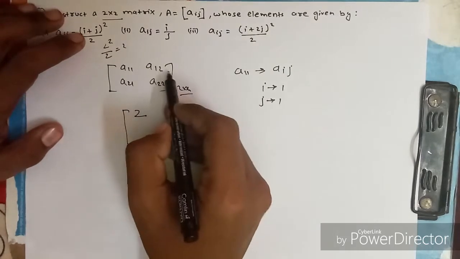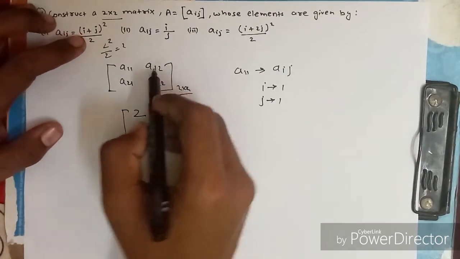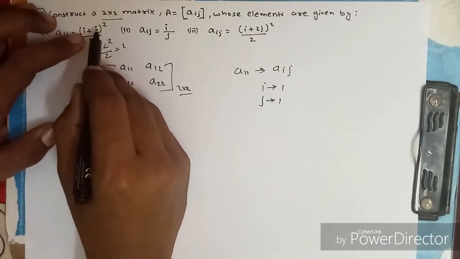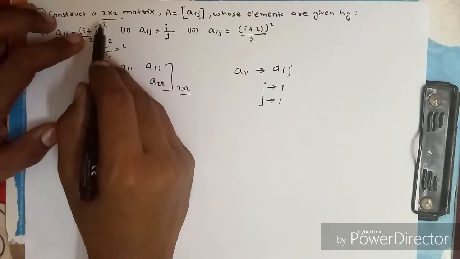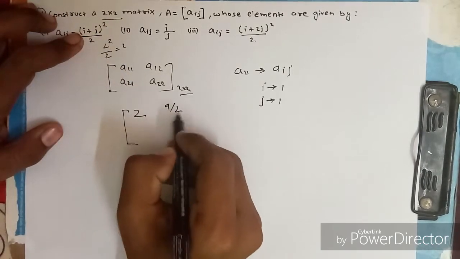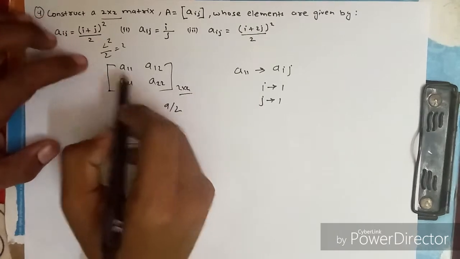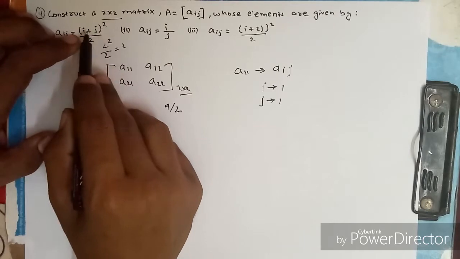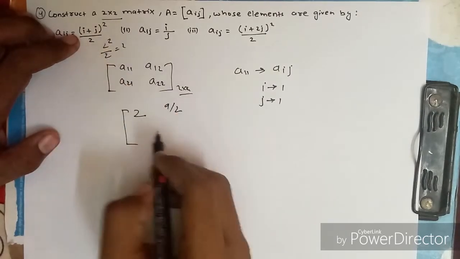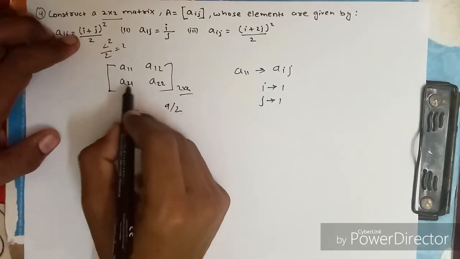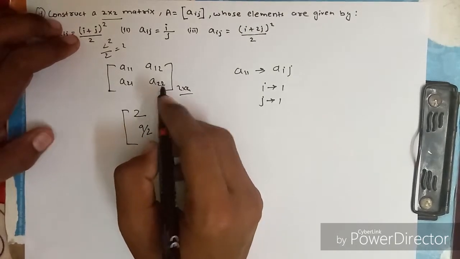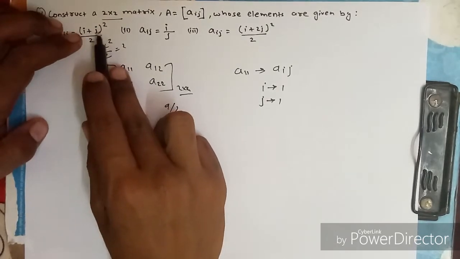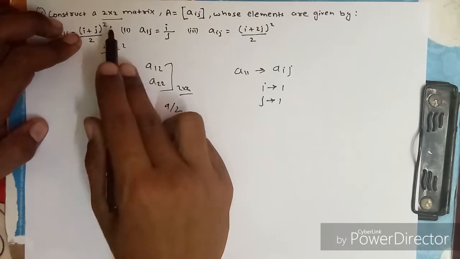Now A12. If you put i equals 1 and j equals 2, we get 1 plus 2 whole square, 1 plus 2 is 3, 3 square is 9, that is 9 by 2. Now A21: the value of i is 2 and the value of j is 1, so 2 plus 1 is 3, 3 square is 9, 9 by 2 is the answer for this element. And how do we find this last element? The value of i is 2 and the value of j is 2, so 2 plus 2 is 4, 4 whole square by 2, that is 16 by 2, is 8.